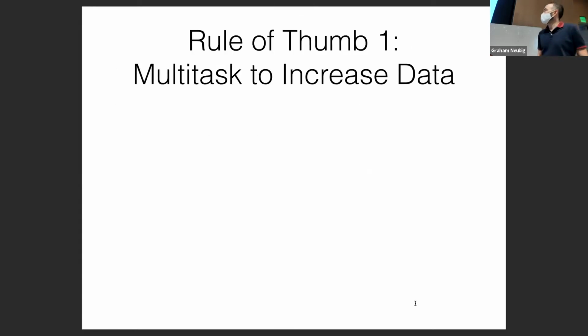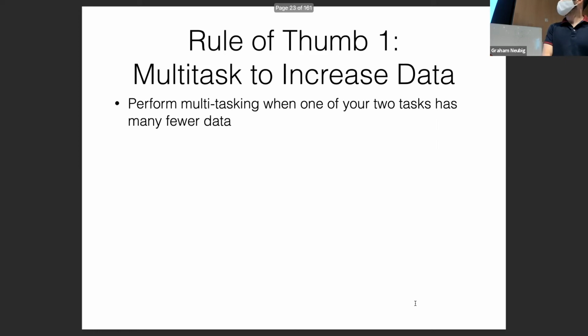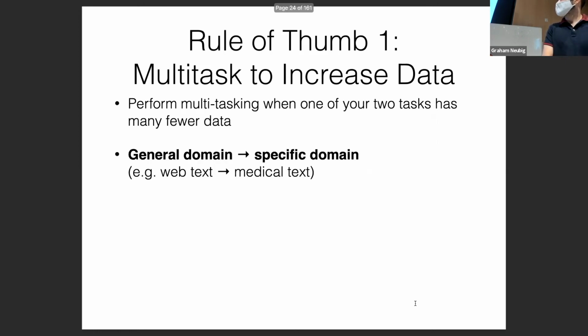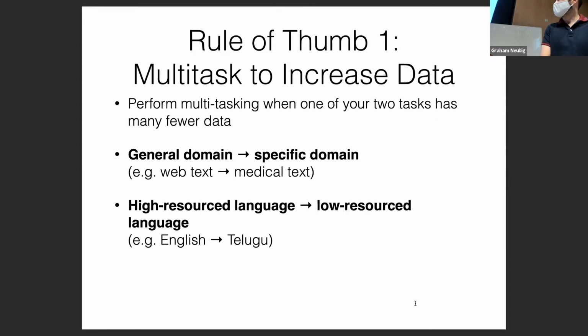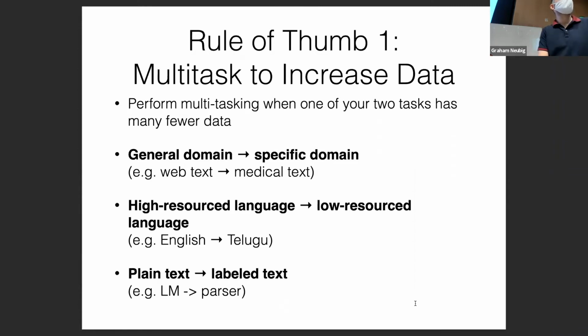So when do we use multitask learning? Rule of thumb number one is to multitask to increase data. So we perform multitasking when one of the two tasks has fewer data. So we can do something like going from a general domain to a specific domain, like web text to medical text, high resource language to low resource language, like English to Telugu. Also plain text to labeled text, LM to parser. So like I said before, this is one of the main reasons why we would like to use multitask learning.